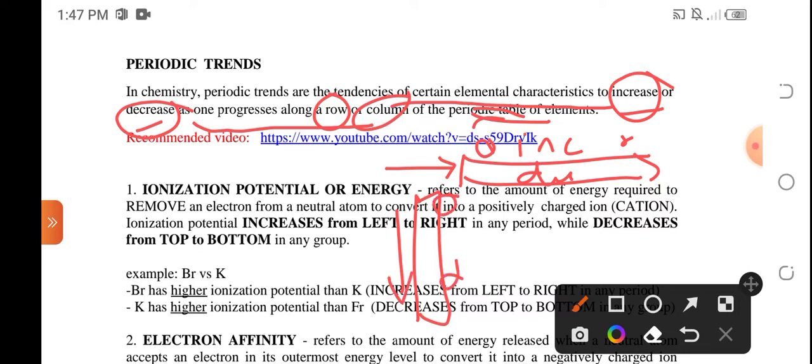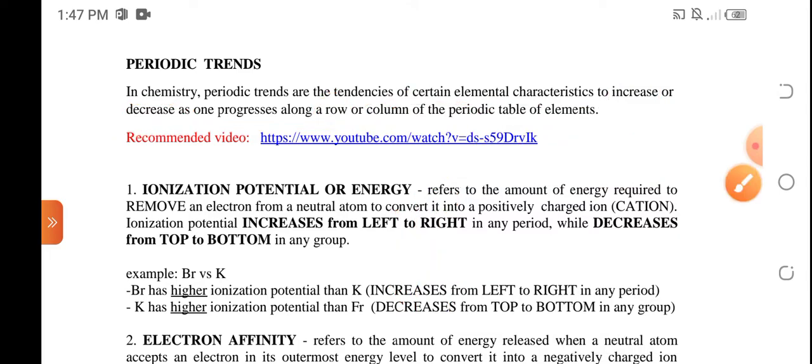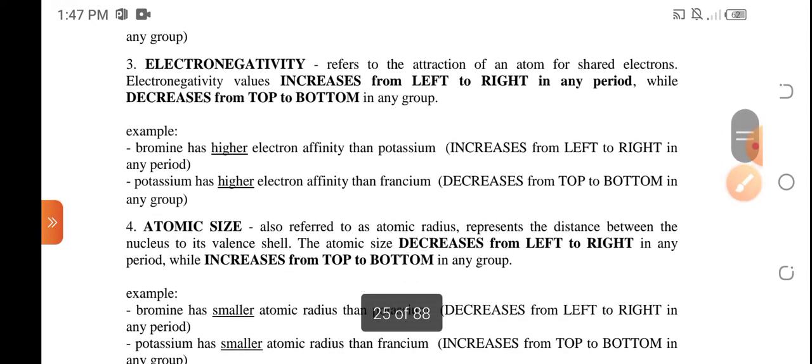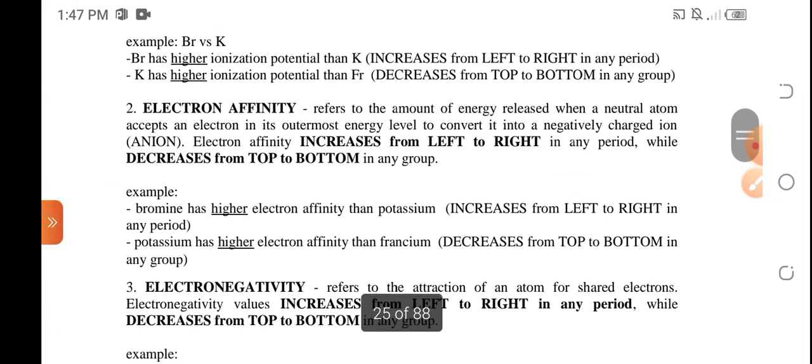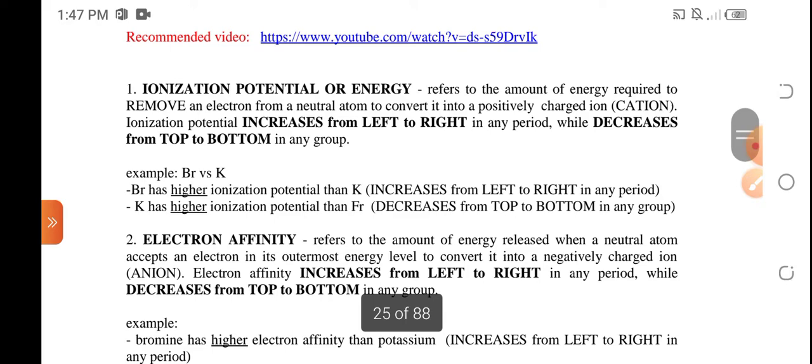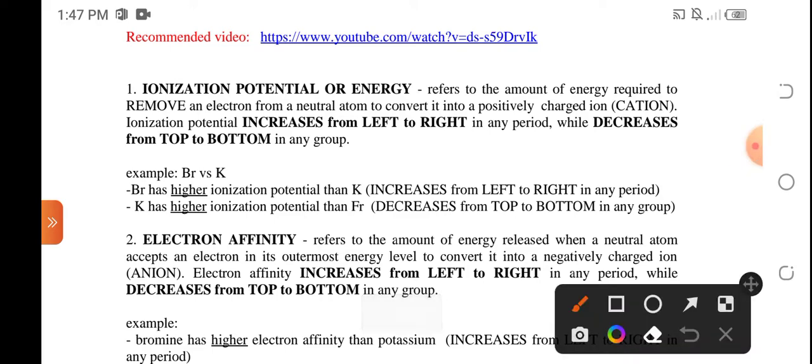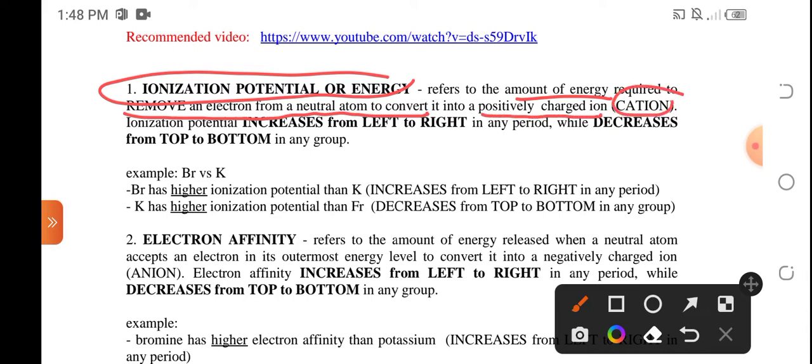Okay, so we are going to discuss five properties ng periodic trends. Okay, so first property that we're going to discuss is the ionization potential or energy. So this refers to the amount of energy that is required to remove an electron from the neutral atom so that it could be converted into a positively charged ion known as the cation.